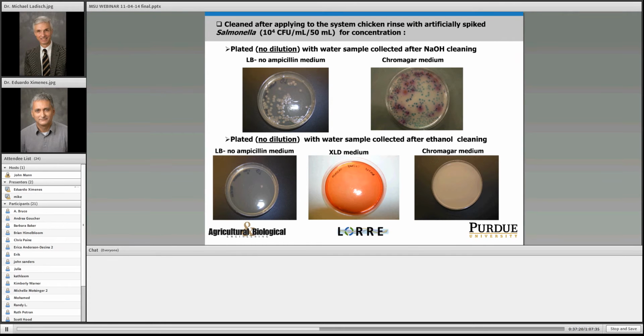Salmonella would be mauve cells, mauve color, and the blue cells are more related to coliforms. Then the sodium hydroxide step is not enough to clean and sterilize the system. So we then pass water, sterile water, through the system, and we do another step, this time using ethanol for cleaning and sterilization of the system.